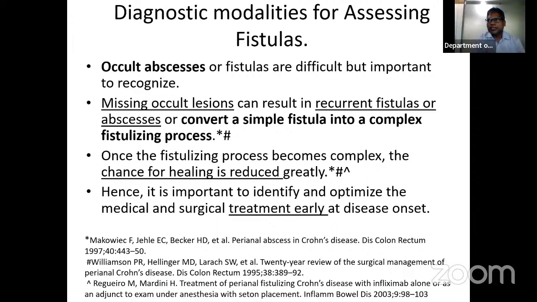Now, what are the diagnostic modalities for assessing fistulas? Occult abscesses or fistulas are difficult but important to recognize. Missing occult lesions can result in recurrent fistula formation or abscess, or conversion of a simple fistula into a complex fistulizing process. Once the fistulizing process becomes complex, the chance for healing is reduced greatly. Hence, it is important to identify and optimize the medical and surgical treatment early at the disease onset.